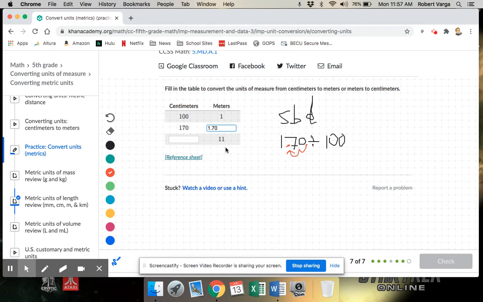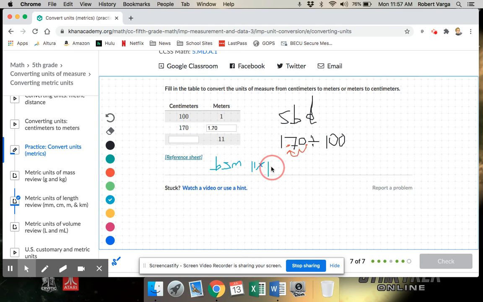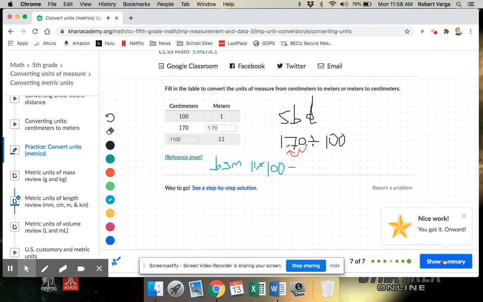Where this question right here is 11. They give you the meters, and they want you to convert to centimeters. So down here, I'm going to have to multiply because I'm going bigger to smaller. So bigger to smaller, I multiply. So I need to go 11 times 100 because it's 2 jumps to get to centimeters. And we know that's going to equal 1100. Let's see if I get it right. Yay, I got it right.